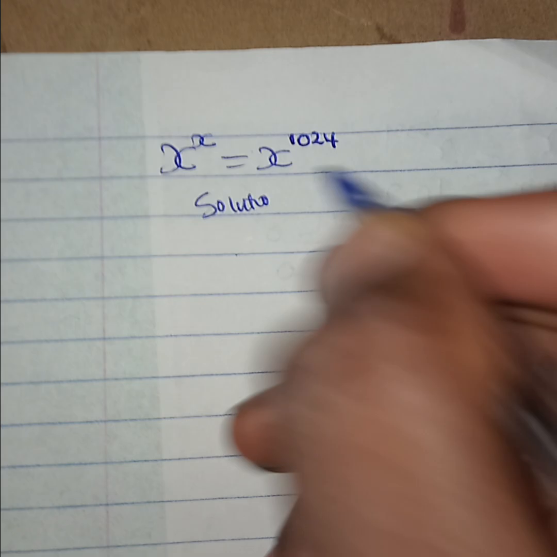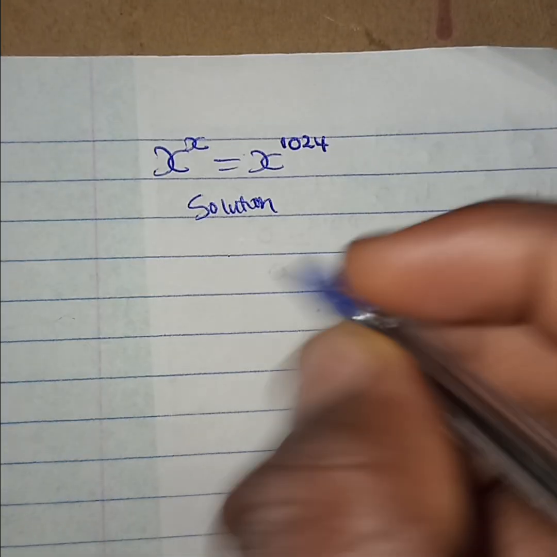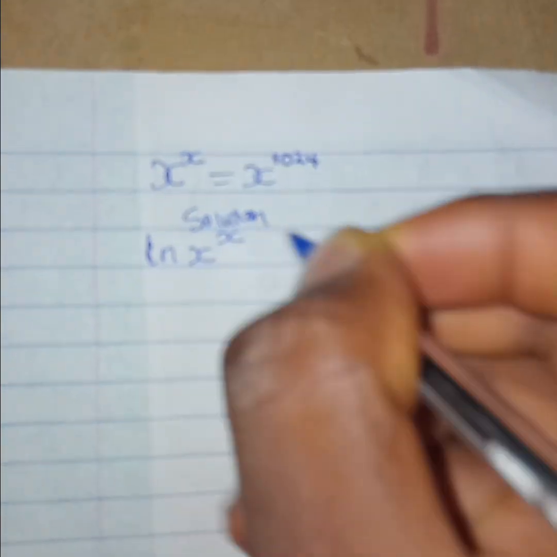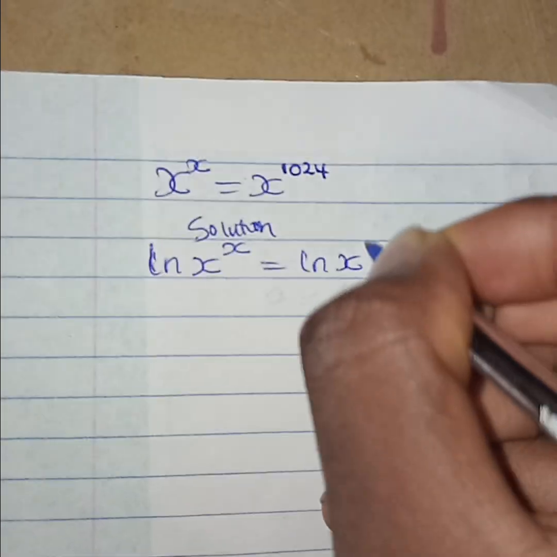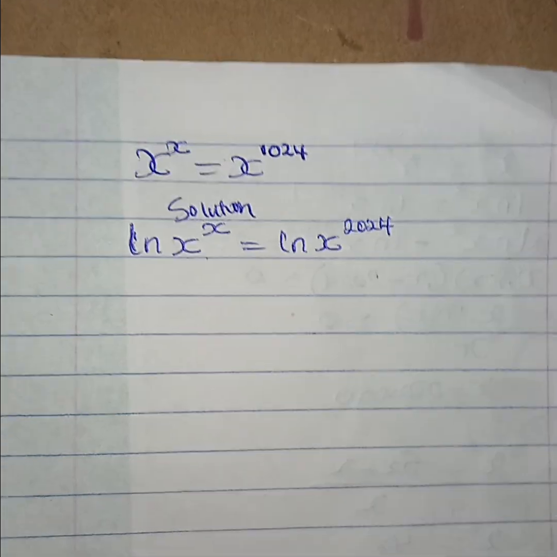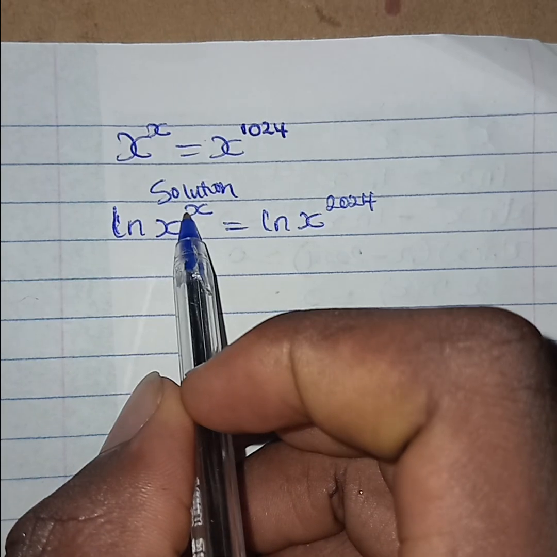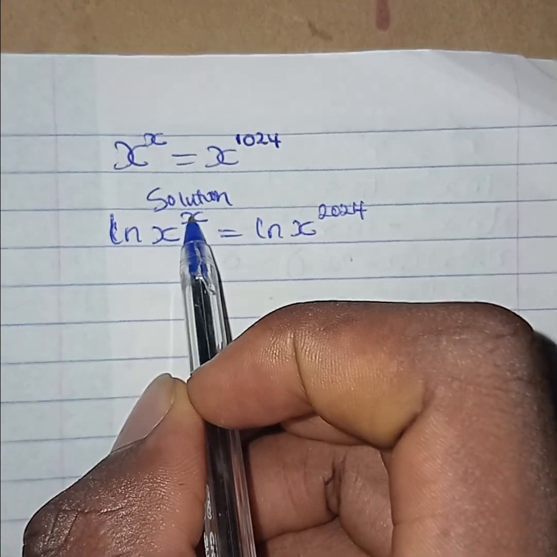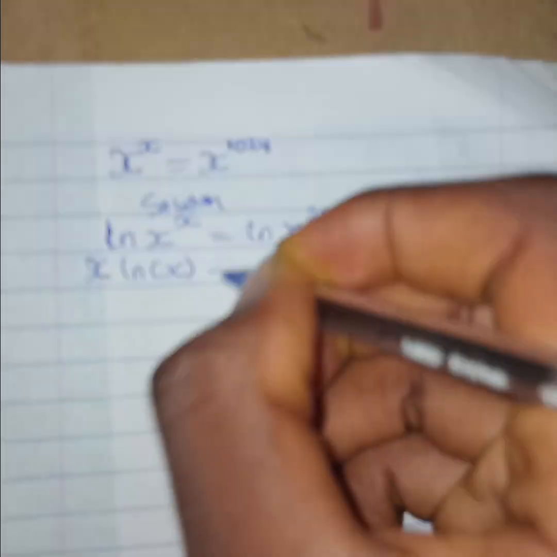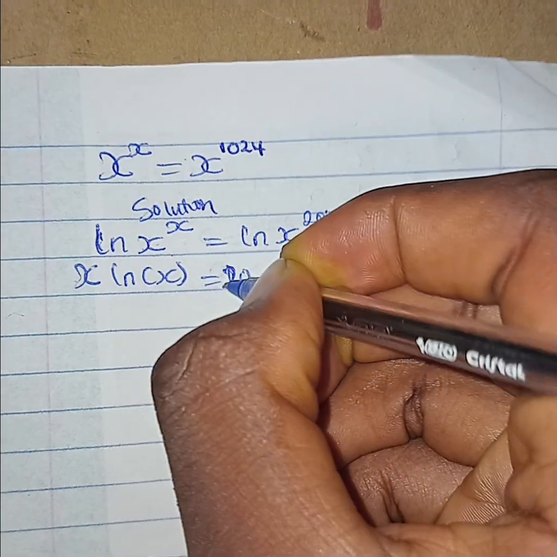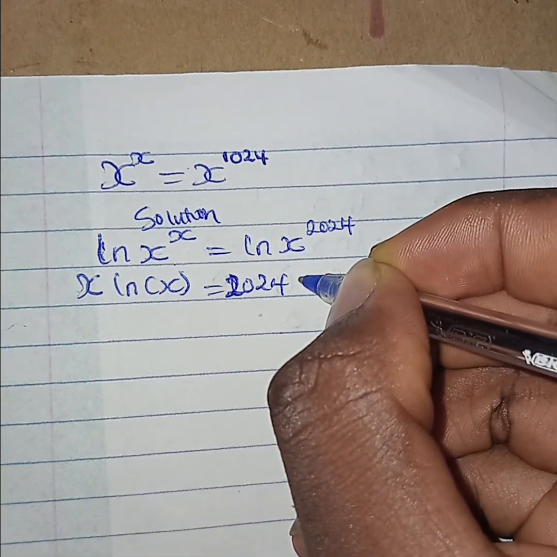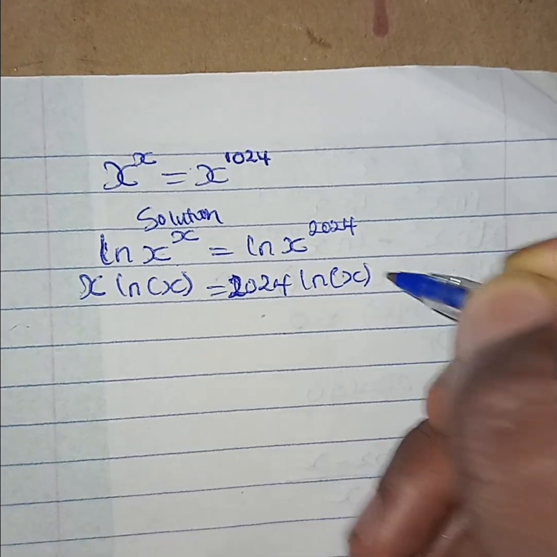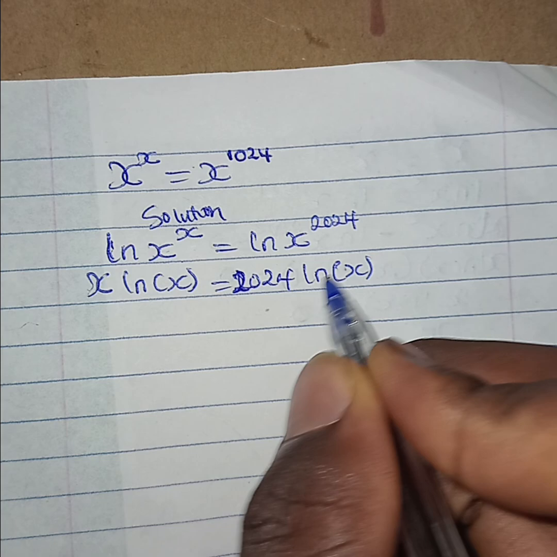Right? So next step, what we're going to do is we'll take natural logarithm of both sides. ln x to the power of x is equal to ln x to the power of 2024. So now, in logarithm, whenever we have a power like this, whenever we have the exponent and the base, the exponent will come forward, so it's going to be x ln x is equal to 2024 ln x.